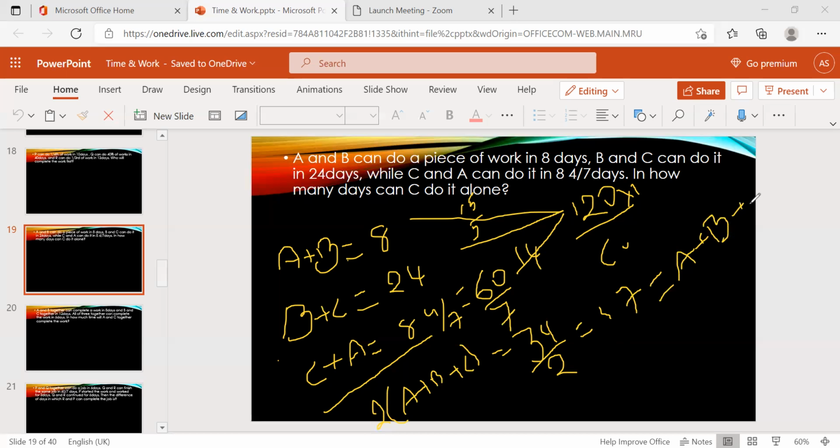Clear up to this, right? But what they are asking us to find is C, right? Now add these two first of all. A plus B plus B plus C. Otherwise, add directly these two. This is A plus B plus C, right? We can write it like this: A plus B, plus C plus C. 2C means plus C only, right?